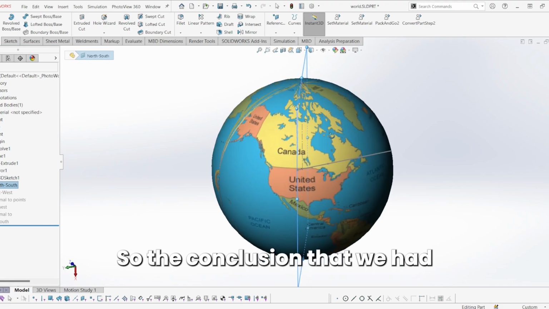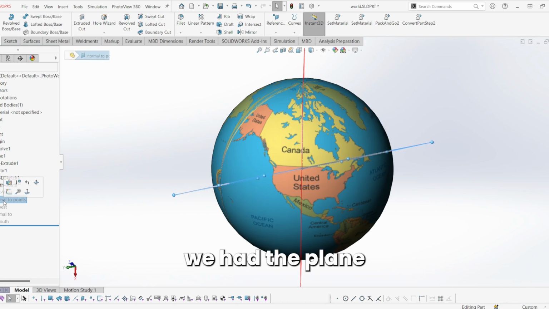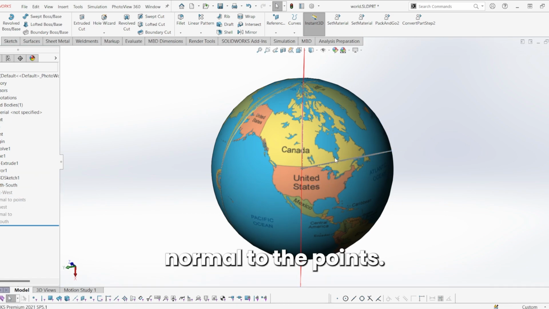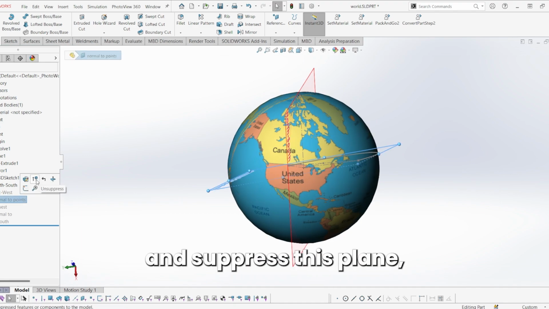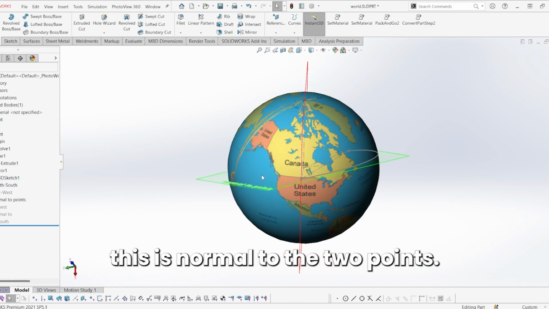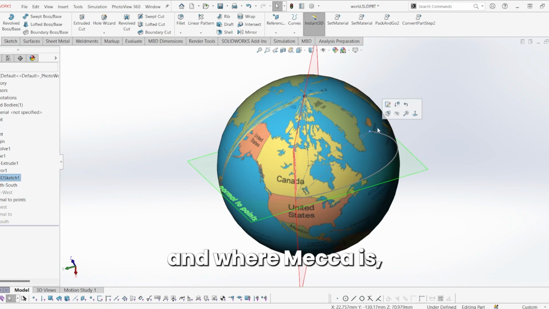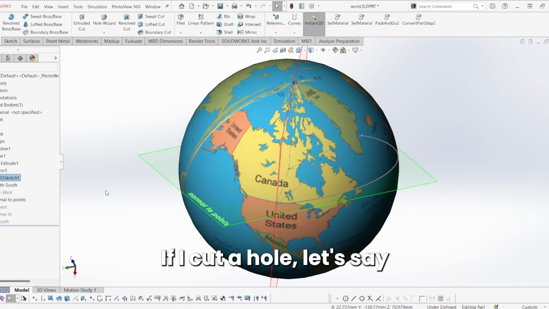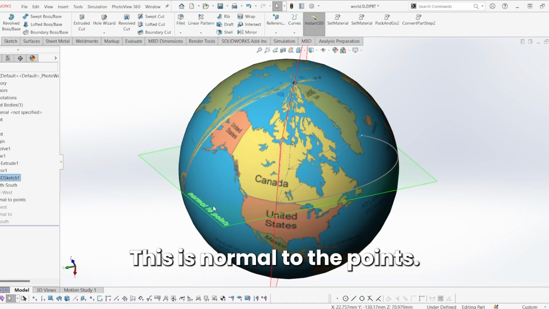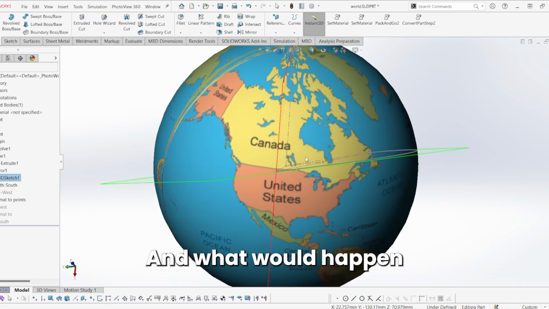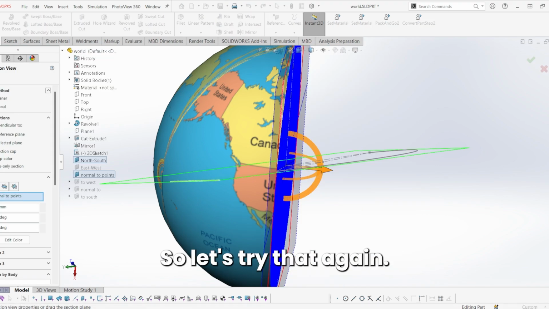So the conclusion that we had when we looked at it in this manner, what happened is we had the plane normal to the points. So this is north. This red plane right now is north to south. And then if I unsuppress this plane, this is normal to the 2 points. So these 2 points are where you are and where Mecca is, or the other side of the earth. If I cut a hole, let's say I cut a knife through the earth here, that's what that plane is. This is normal to the points. And what would happen is if I create a cross section between these 2 points, hold on, let's try that again.